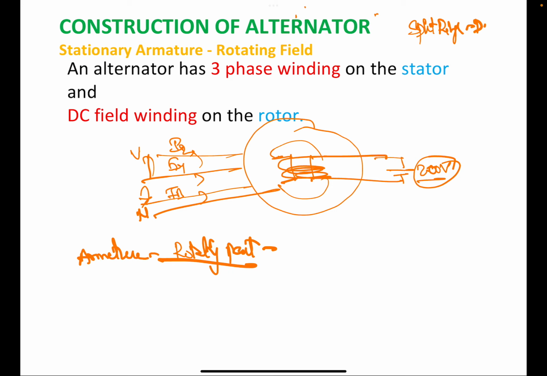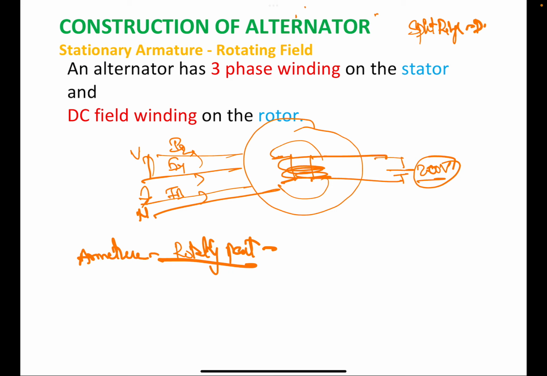Now here, what's the purpose of this commutator or split rings? To transmit the power to the rotating parts. I'm just telling you in simple and easy words, not the textbook definitions. We can transmit the power to the rotating part. For that, we can use commutator or slip rings. Commutator for DC machines and slip rings for AC machines.